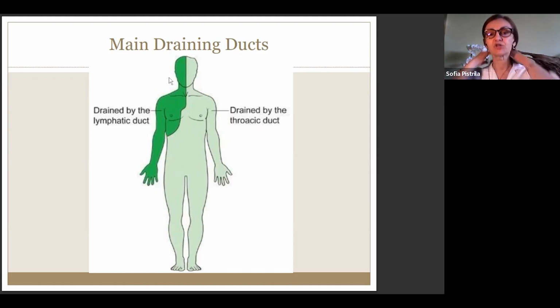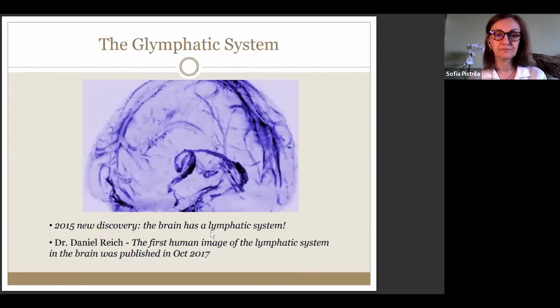So everything is draining from the body, draining in the ducts. The left side, right above my bone here, in that little hole there, is draining through the thoracic duct, and the left side of the body is draining the rest of the body. So most of the body is drained there. It's very, very interesting how the body figured out to do that.